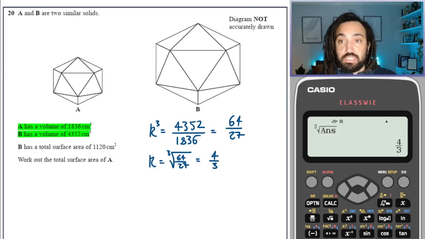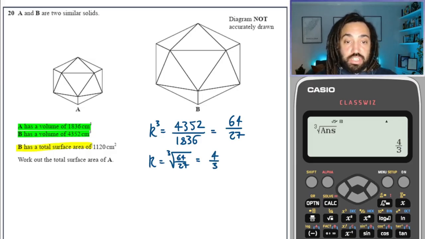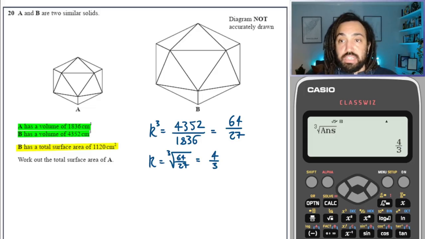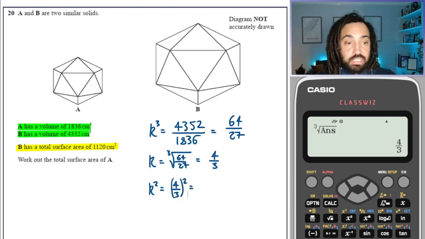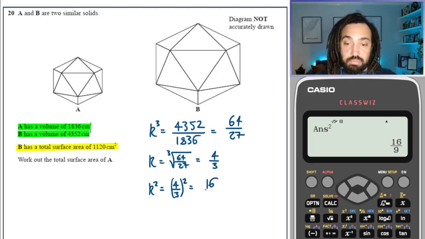Okay, now the question is asking for the surface area, which means we're going to need k squared in order to convert between areas. As area is the second dimension, we're looking for k squared. So just square that, and we get 16 over 9.